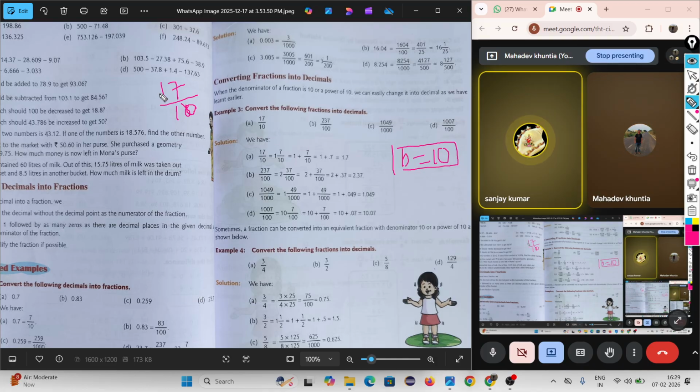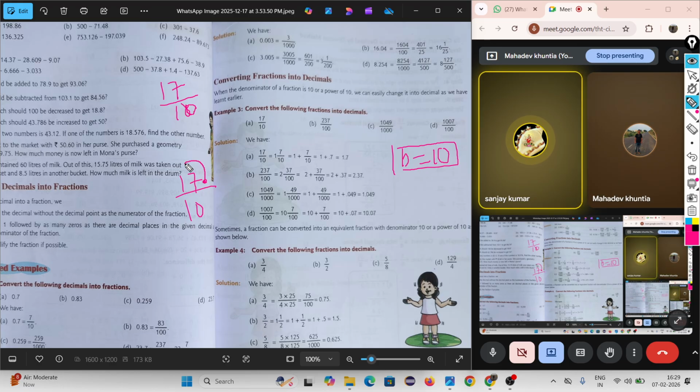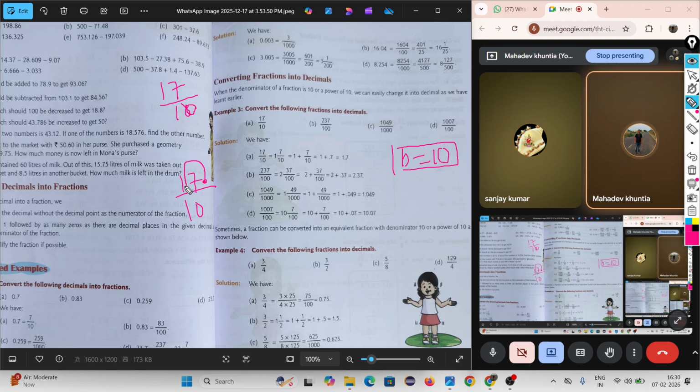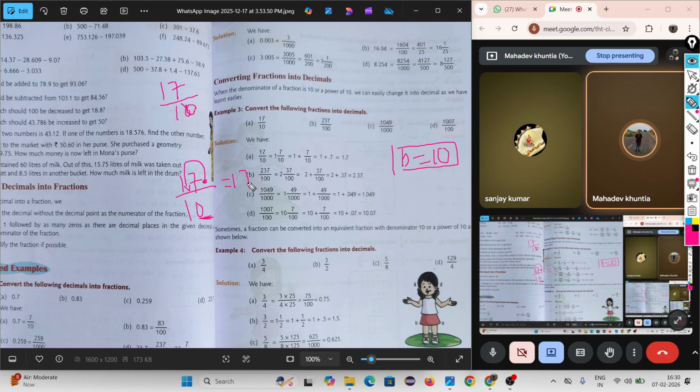Yes. Then look. Now 17 upon 10. Now the decimal point is on the right side of the 7. Upon 10 means divided. So we have to put the decimal point one step to the left. Why am I putting one step left? Because here the number of 0 is 1. Do you understand? Okay. Then the final answer is 1.7.